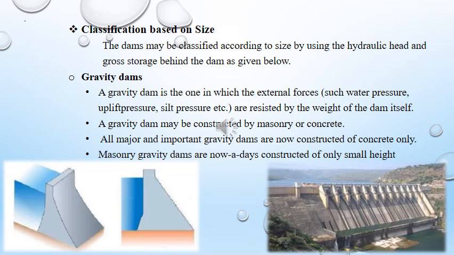The ratio of base width to height of dam in these dams is far less than 1:1. All major or important gravity dams are now constructed of concrete only, and masonry gravity dams are constructed only for small heights of dams.